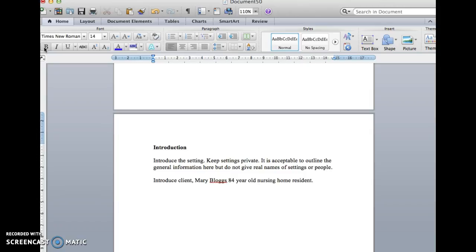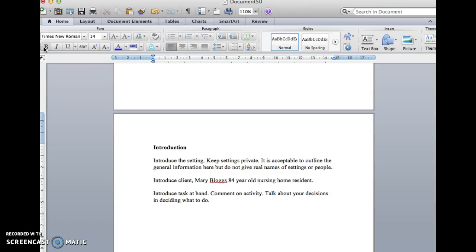So you've introduced your client and you've introduced the background. The next thing you're going to do is introduce the task at hand. So you're going to comment on the fact that you've been asked to carry out an activity with the client, and just talk about your decisions in deciding what to do.